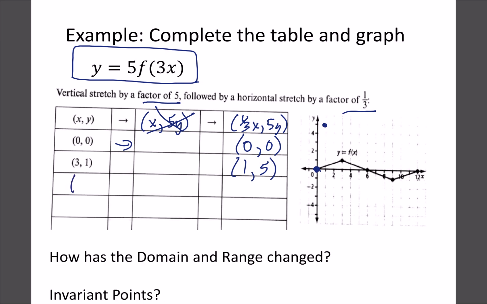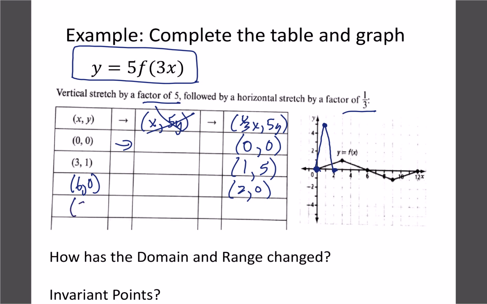Let's keep going. The next coordinate on here is 6, 0. Times it by a third would be 2. Times it by 5 would still be 0. So that's about there. You can kind of see, I'll draw this triangle in. That's the whole first half of the graph. So let's just do the last two.